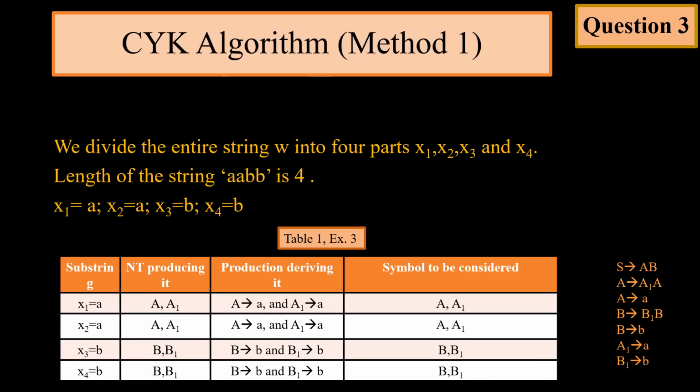String length is 4, so we have 4 inputs. x1 is A. Corresponding to that, we check the grammar. In the grammar, we get two outputs, A and A1. Then we move to x2, which is A, that means the same. x3 is B, with two outputs, one is B and another is B1. x4 is B, which is the same as x3.